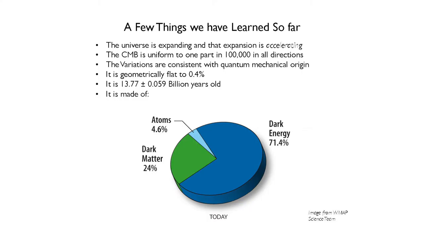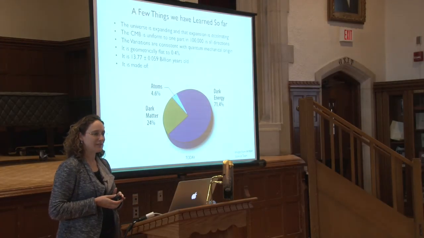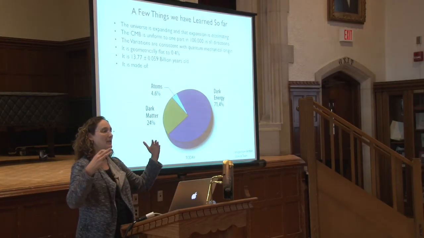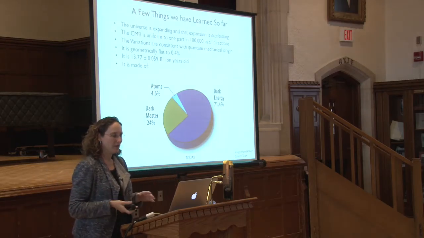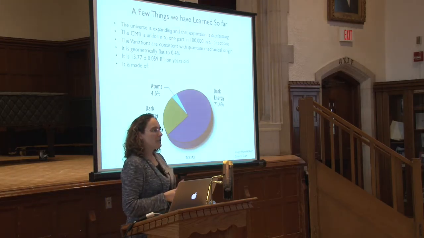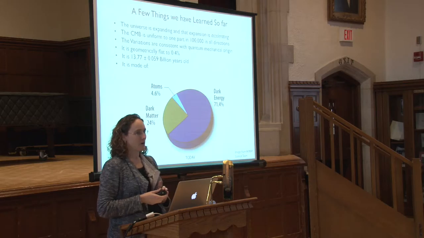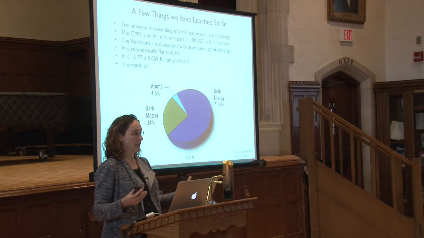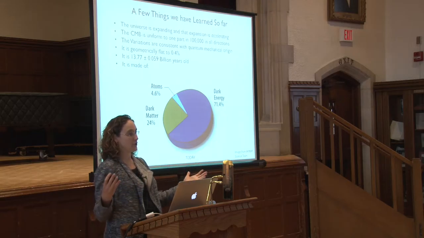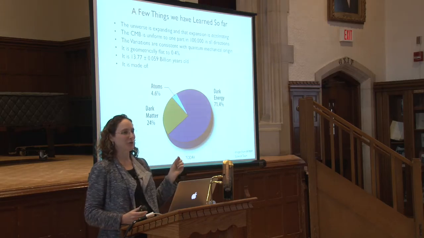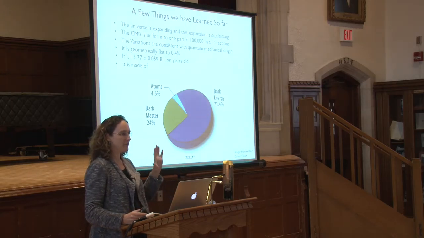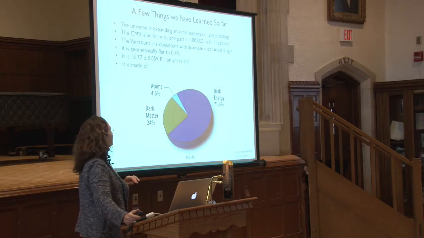So a few things we've learned up to this point. The universe is expanding, and that expansion is accelerating. So that's another interesting idea. So not only is the universe getting bigger, but the rate at which it's getting bigger is speeding up. Weird. It's particularly weird because if the constituents of the universe are just ordinary matter and energy of the type that we are familiar with, you would not get this. You need an extra ingredient to get this acceleration. If we have time, we can talk about what ingredients that might be.